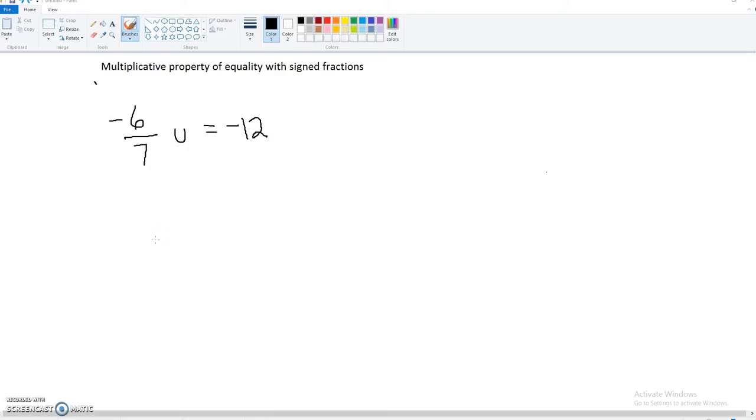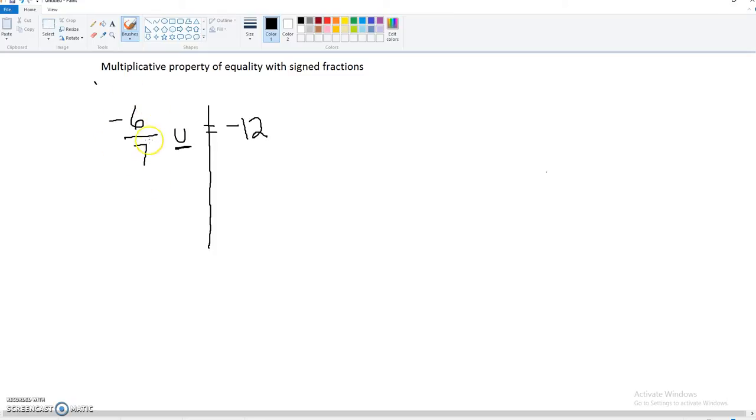Multiplicative property of equality with sign fractions. I've gone ahead and listed this example here. Again, it's an equation and we're solving for u. So I, of course, like drawing my line down through my equal sign so that way I can clearly see this is my u, and I need to get everything else to the other side of the equal sign.